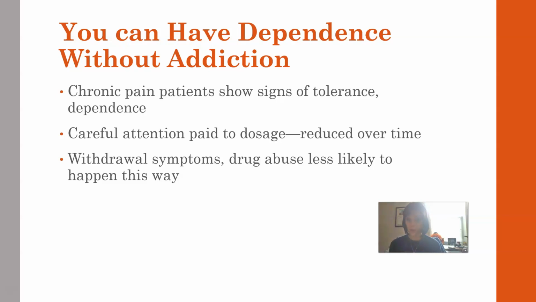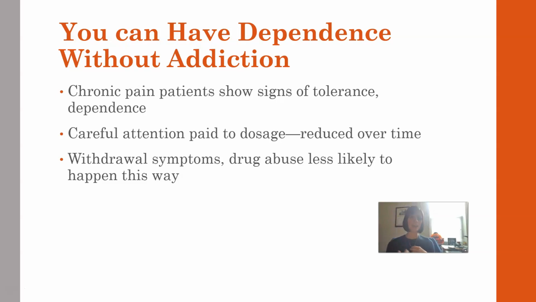Now, one thing that I will mention is that even if you are not addicted to an opioid, you can actually still develop a physical dependence. And this is something that we see with patients who are taking opioids to manage chronic pain. They show signs of tolerance and physical dependence, even though they are not technically qualified to have a substance use disorder.